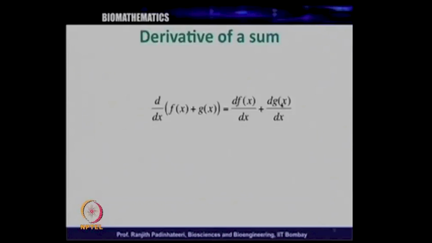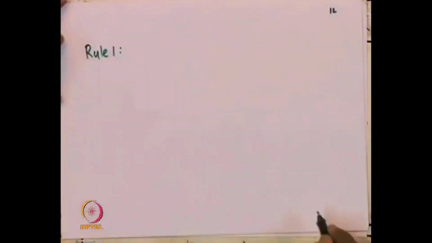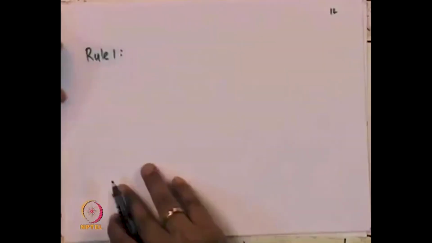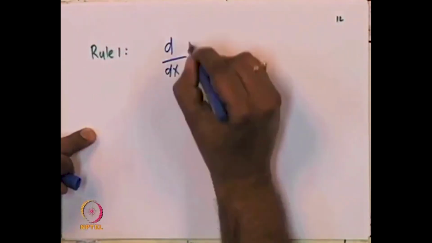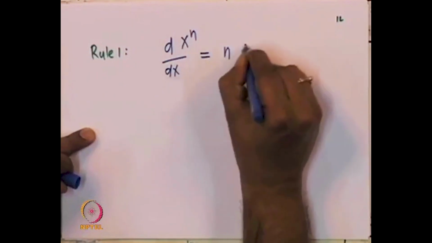So, there are two rules which you should learn: the derivative of x power n and the derivative of the sum of two functions. If you know this much, this is enough to learn many things. So, let me just write down these two things once more. The two rules we should learn: rule 1 is that the derivative of x power n, d by dx of x power n, is n x power n minus 1.